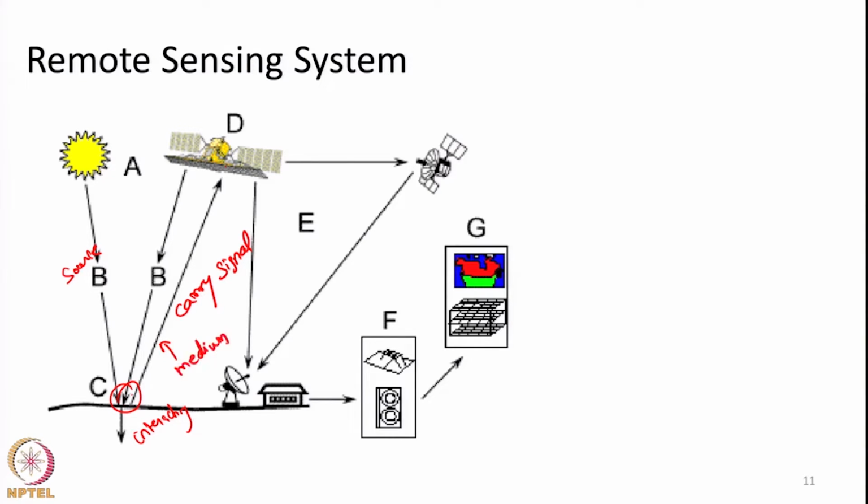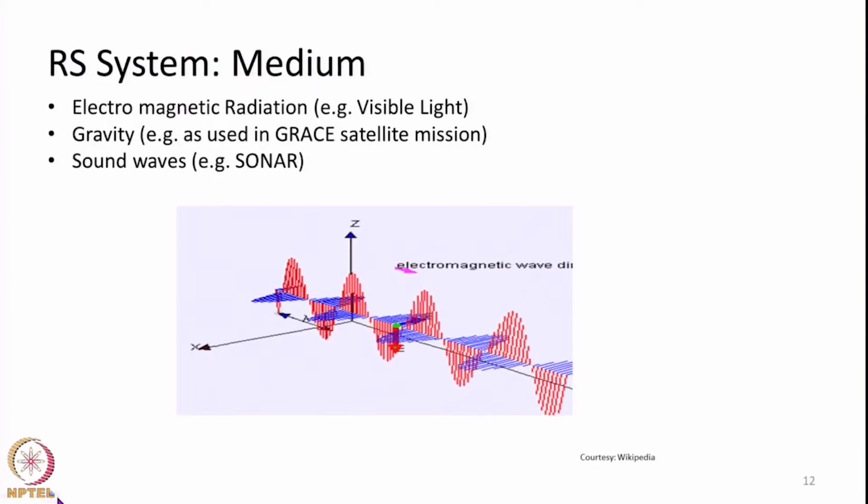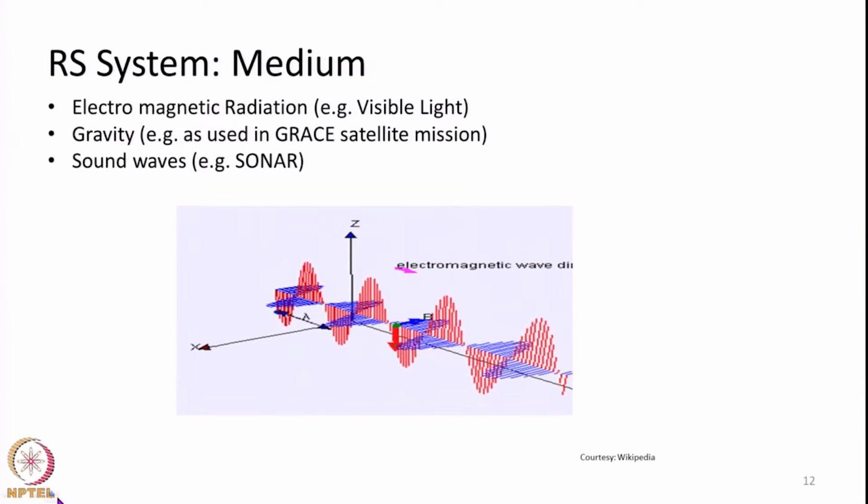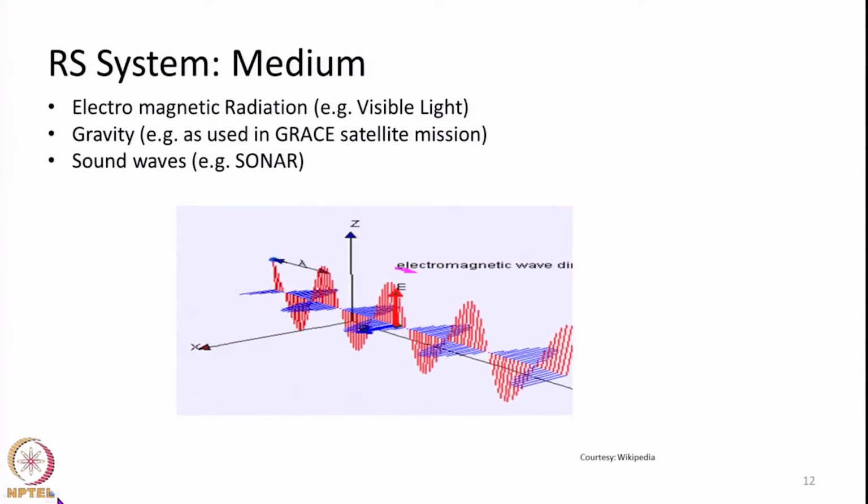So, this particular medium is nothing but some energy source that collects information about the object of interest and carries it towards the sensor. In this lecture we are going to see what this energy is and what the properties of this energy are. So, in normal remote sensing, whatever we do with our regular satellites, we use electromagnetic radiation as the primary source of energy. What is electromagnetic radiation?